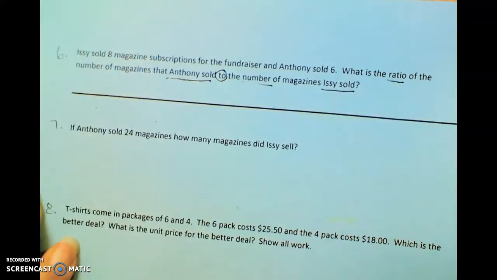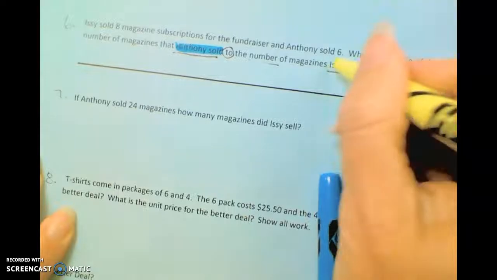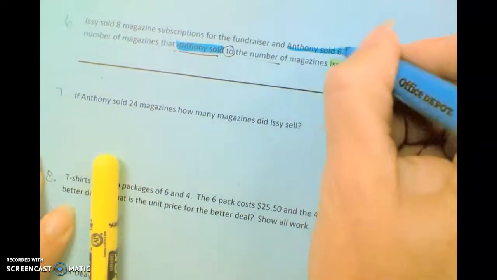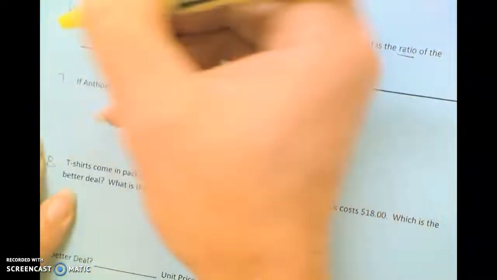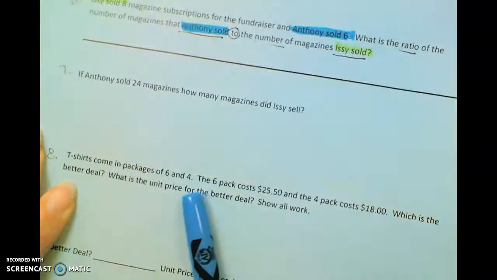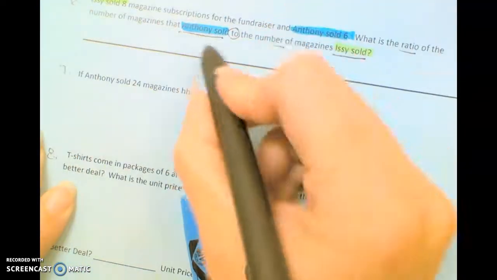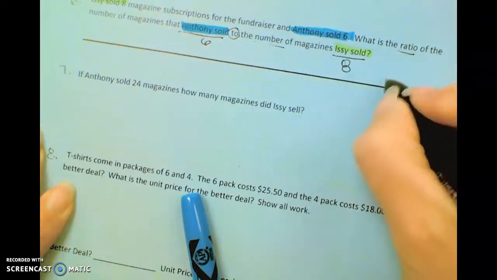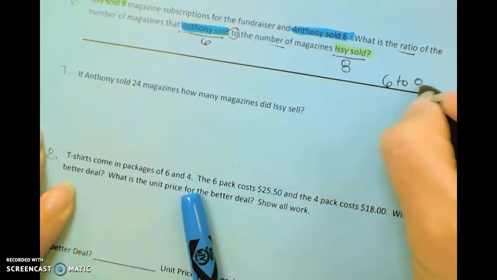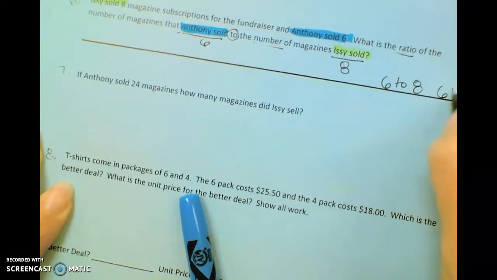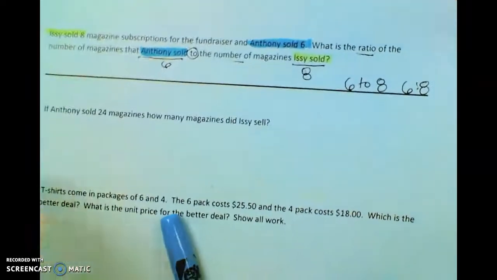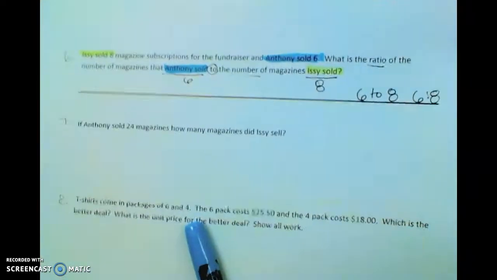So again, I'm going to color code. I need to compare Anthony to Izzy. So when I find Anthony's information, he sold 6. Izzy sold 8. So when I write that, I can put my numbers underneath. Anthony sold 6. Izzy sold 8. And then I can write it 6 to 8 or 6:8. Remember that your order has to go in the order of your words.